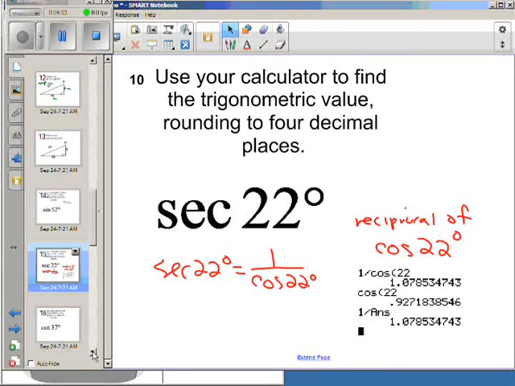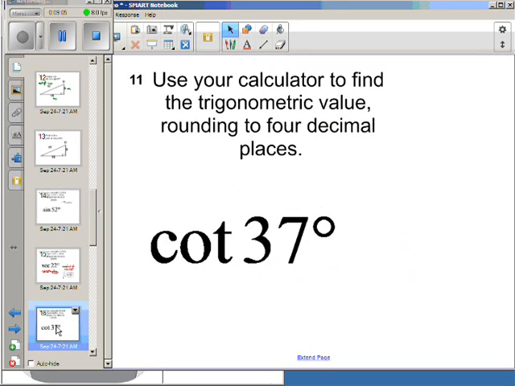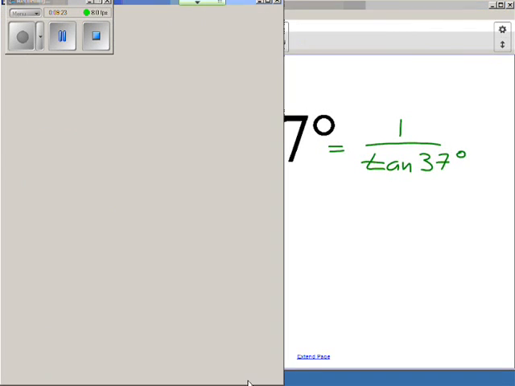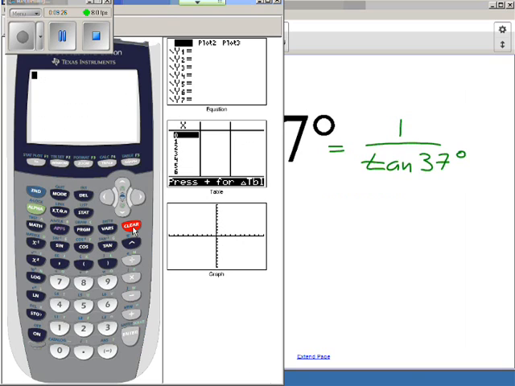All right, let's try another one. Cotangent of 37. So what do you think is going to happen here? Try it. Think about reciprocals. Cotangent, again, there's no cotangent button on my calculator. So cotangent of 37 is the same as 1 over tangent of 37 degrees. And that I can do on my calculator. So if we clear that out, I can do 1 divided by tangent of 37 degrees. There we have it, 1.327.